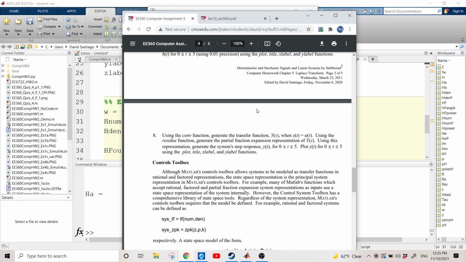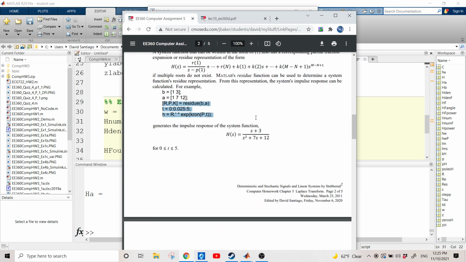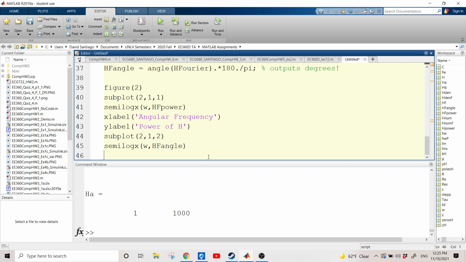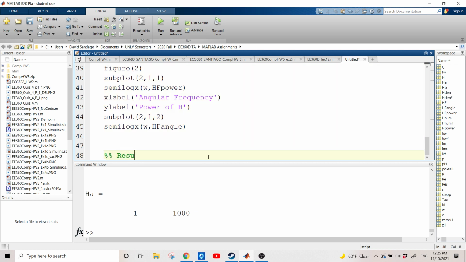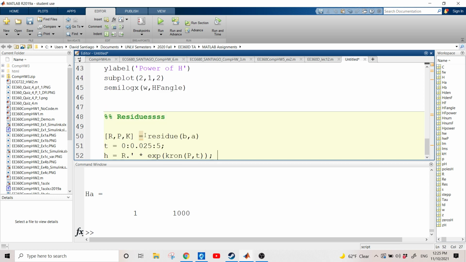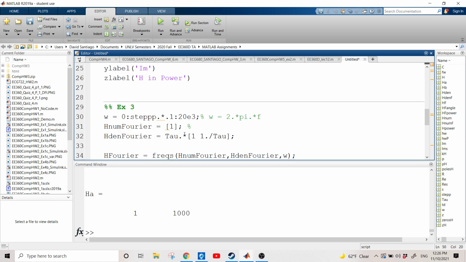Okay, someone's probably asking, David, just do it for us. Okay, I'll do it. Let's punch this in. Residue. Because we're analog. Okay, paste. RPK. Residue, what's B? Our B's are this.